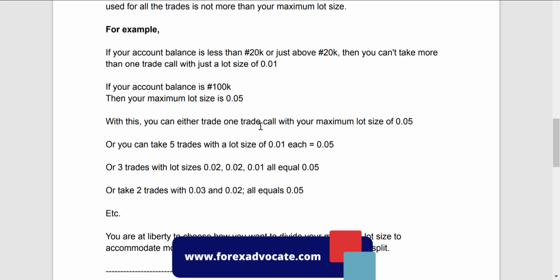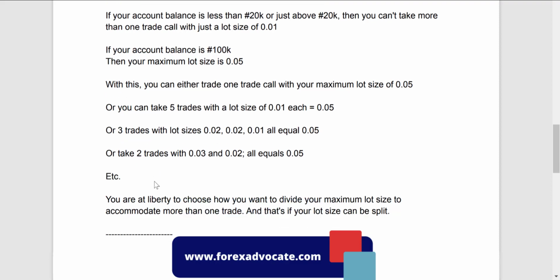You can enter the market once with one trade with your maximum lot size of 0.05, or you can take 5 trades with a lot size of 0.01 each. 5 trades with 0.01 each, multiplied to give you 0.05. Or 3 trades with lot sizes of 0.02, 0.02, and 0.01, all equal to 0.05. Or take 2 trades with 0.03 and 0.02. They all equal 0.05 too. Or I can take one trade with 0.05.